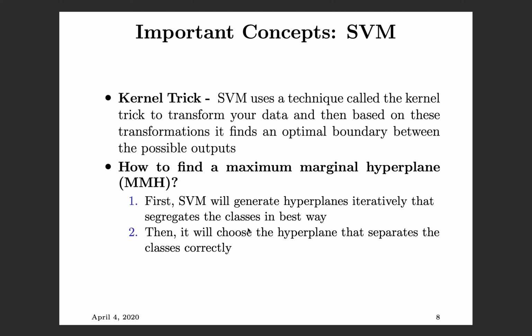Next is how to find the maximum margin hyperplane. First, SVM will iteratively generate separating hyperplanes that segregate the classes in the best way. Segregate means separate the classes in the best way, and then from those hyperplanes we will find the hyperplane which separates the classes correctly.